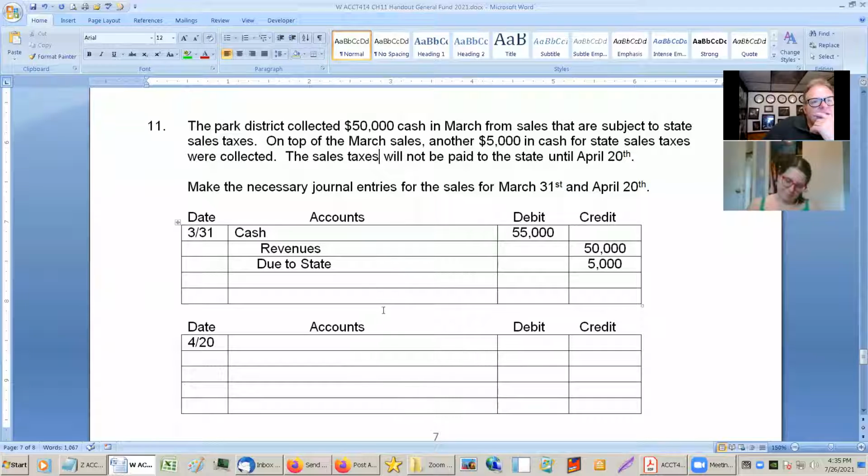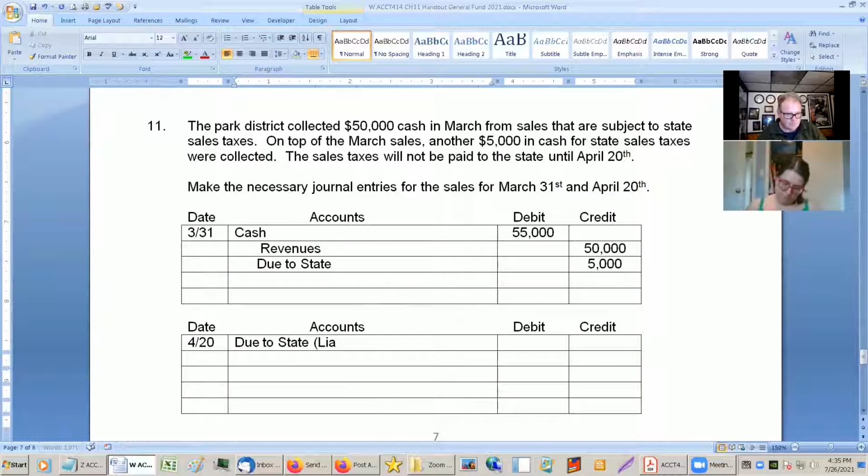Okay. Next, this would just be transferring it to the state. Take the liability off the books. So there's an increase in liability. Once you collect it, you owe it to the state, and then you pay it out.